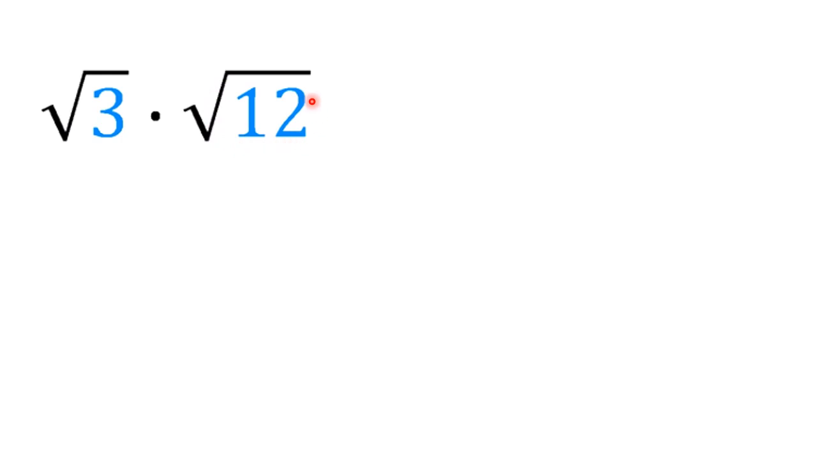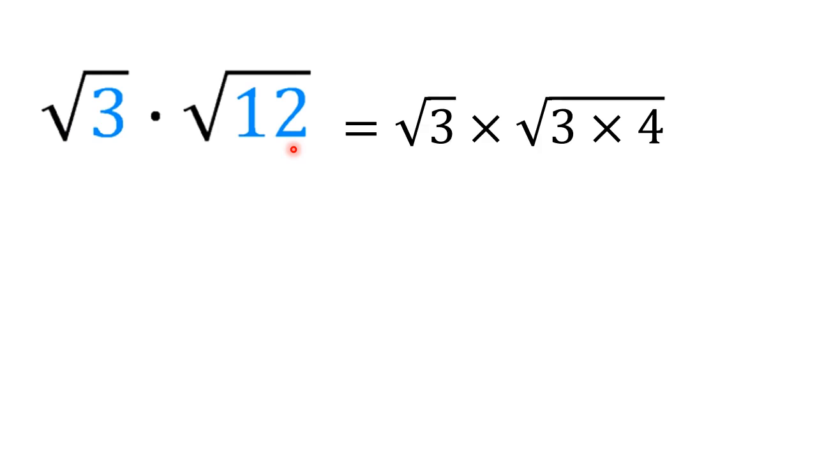But before we do that, we can notice that 12 could be simplified. So we simplify 12 first. 12 is 3 times 4, and 4 is a perfect square. Thus, radical 3, I'm copying it the same, and radical 4 is 2. Thus, it will be 2 radical 3.